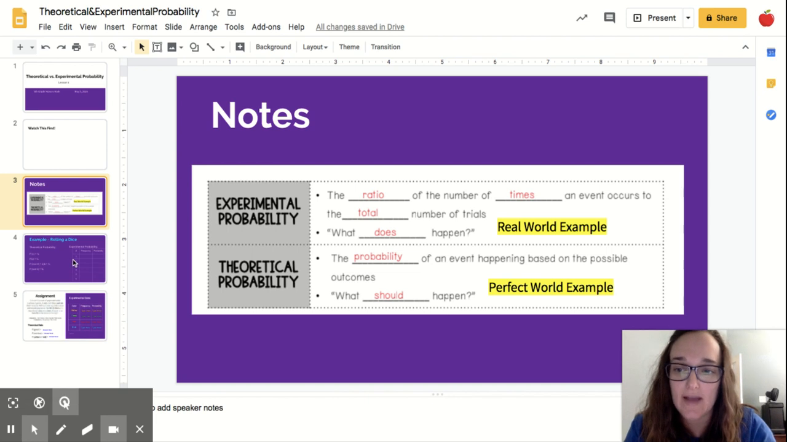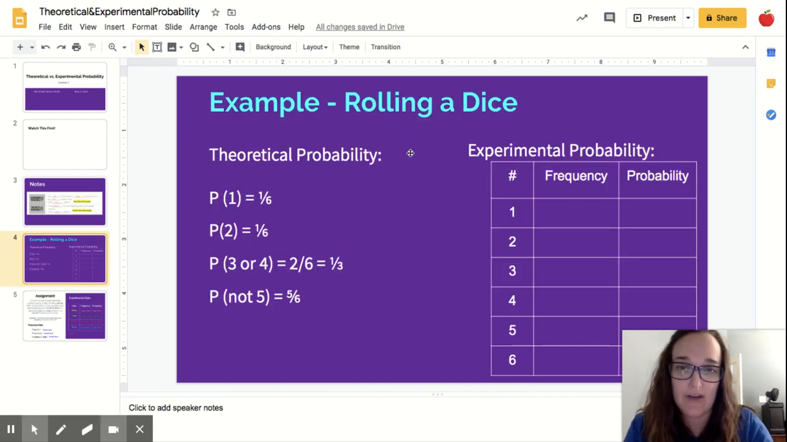So for my next example, I'm going to talk about rolling a dice like we did last week. Theoretical probability, that's what you did last week. The probability of getting a 1 is 1 out of 6 because there's one number 1 on a dice. Probability of getting 2 would be 1 out of 6, again, because there's only one 2 on a dice out of 6 possible options. Probability of getting 3 or 4 would be 2 out of 6, because I would put 3 and 4 together, which simplifies to a third. And then probability of not getting a 5. That means I count all the sides that are not a 5, and I get 5 out of 6.